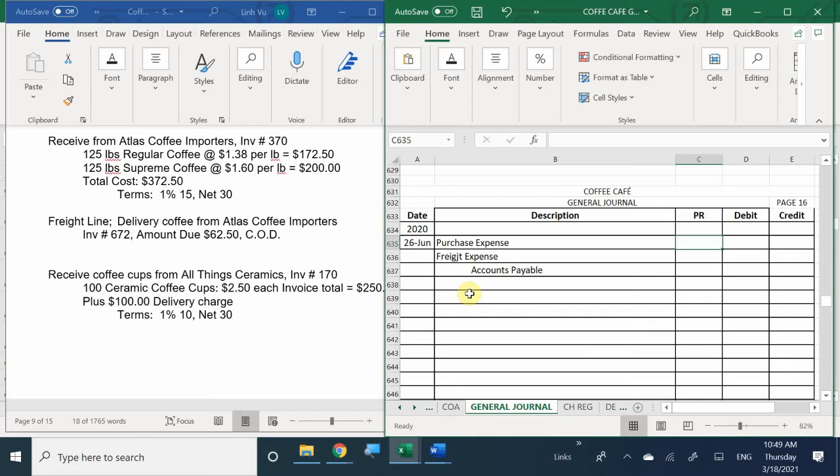It's periodic inventory. So purchase expense, freight expense, and we're just going to automatically assume we're receiving a bill. So purchase expense, freight expense, and accounts payable. Okay. So how much is going to go to my purchase expense? 250. 250, and how much is going to go into my freight? 100. So therefore, I owe a total of 350. Okay. All right, I'm going to make a note here.